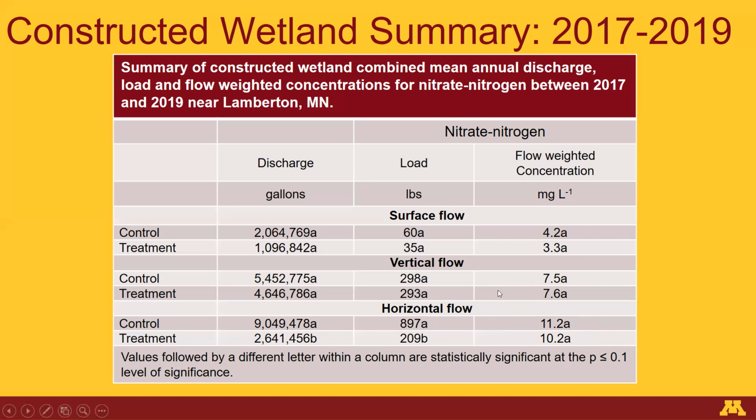Now, one of the other things that's really interesting and going to be important for us to look at in the future is comparing the surface flow system to the vertical flow system, and these two to the horizontal system. Because when you look at this data for nitrogen, it shows us that we have the lowest loads and the lowest flow weighted concentrations coming out of the surface flow system compared to the horizontal system, which had the highest loads and the highest concentrations. The vertical flow was somewhere intermediate between those two.